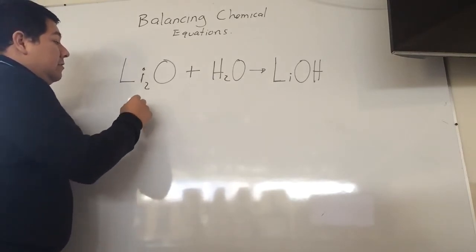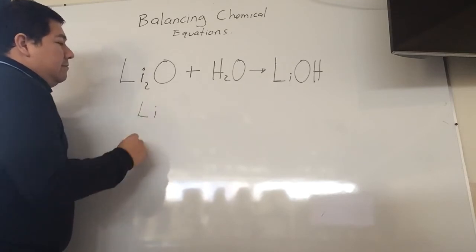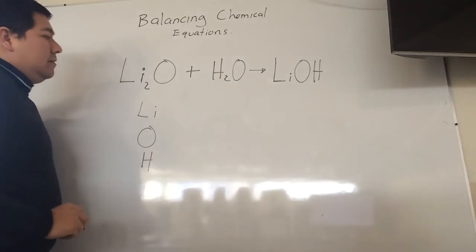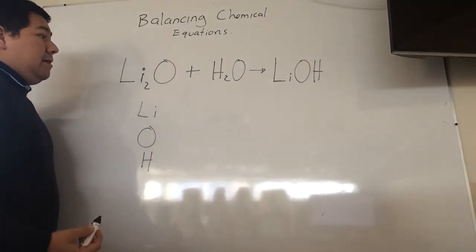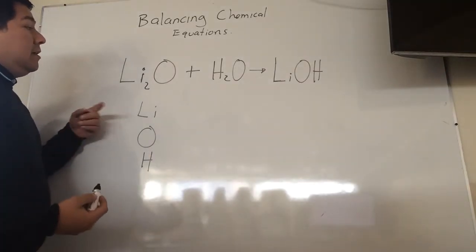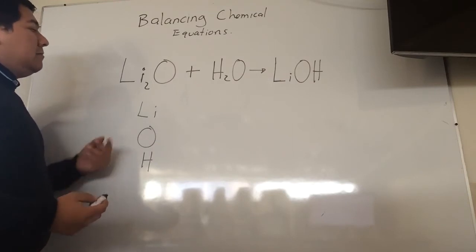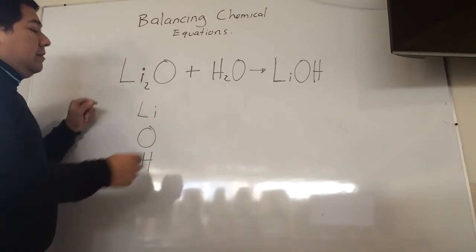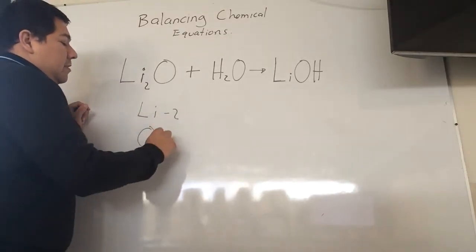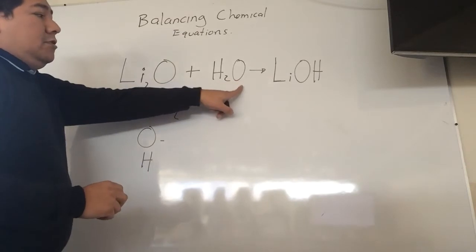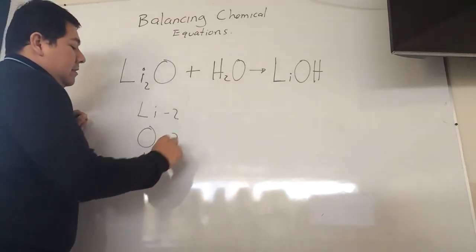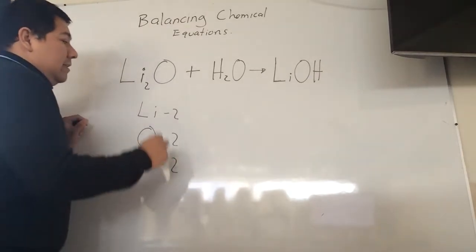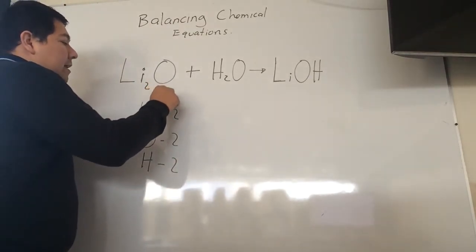So we're going to start by making a list of the elements that form each side of the equation. We have lithium, oxygen, and hydrogen. And I'm going to count the amount of atoms of each element. How are we going to know that? Because of the subscripts. I have 2 atoms of lithium here, so I'm going to write number 2. I have 2 atoms of oxygen, and I have 2 atoms of hydrogen. This is on the side of the reactants.